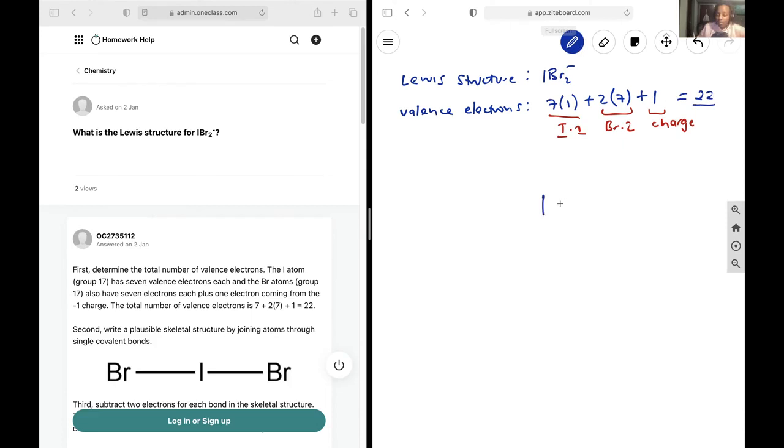So obviously we're going to put I in the middle, Br. Let's not start with the bonds, but I in the middle, we're going to have Br and Br. We do know that halogens like to make a single bond. So let's start with a single bond on each and try and fill out the rest of the valence electrons. Okay, and then let's see if it all makes sense. So 2, 4, 6, 8, 10, 12, 14, 16, 18, 20. And so we see that we need 2 more electrons.